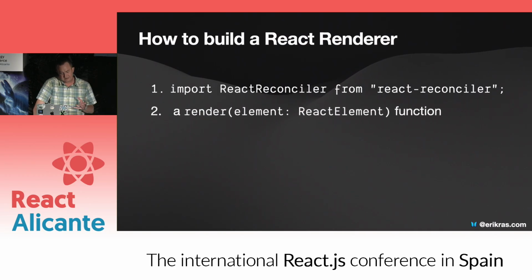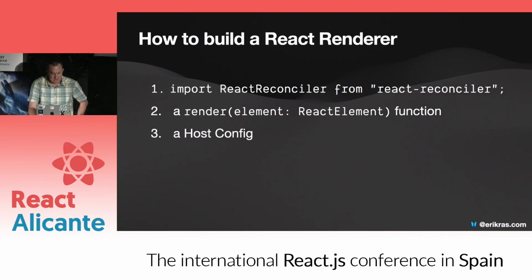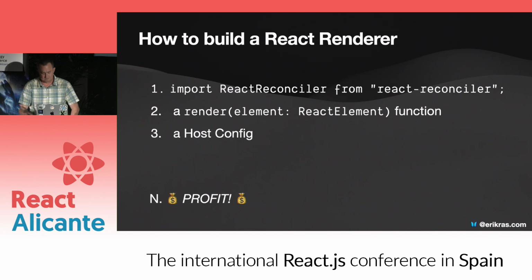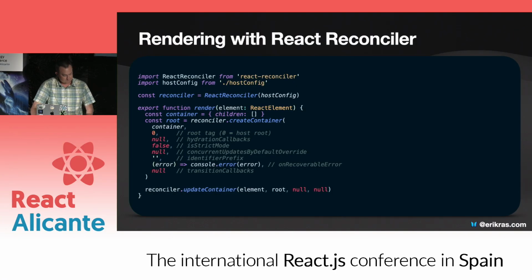We need a render function that's going to take our JSX element and do something with it, whatever we want. And like I said, there's the host config that lets you tell the React reconciler how to handle changes. And unless you're building something as dumb as HTML to Markdown, maybe you can make some money from it. I don't know.